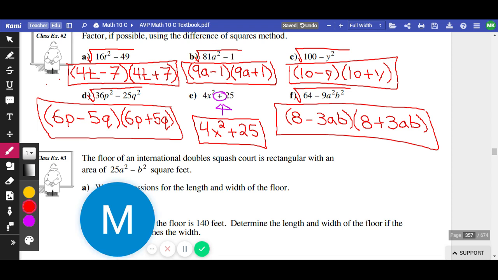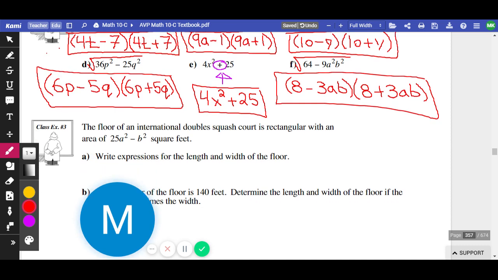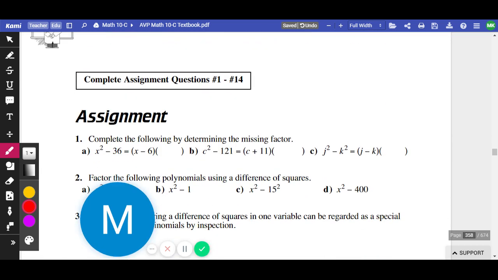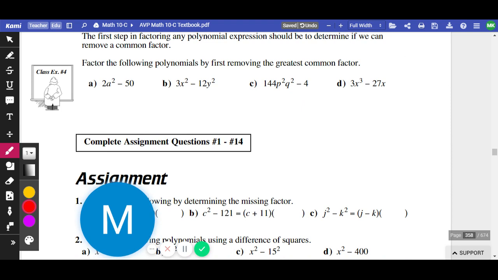Okay, it gets a little bit harder than that. So, we're still going to follow the same rules, just going to get a little trickier. Slide down to class example number 4.